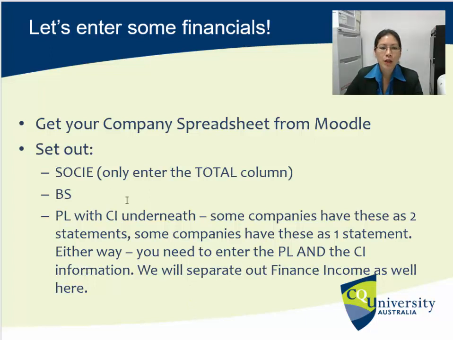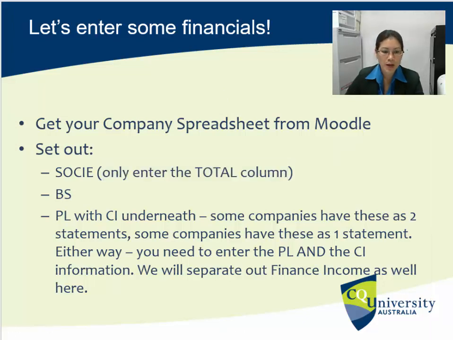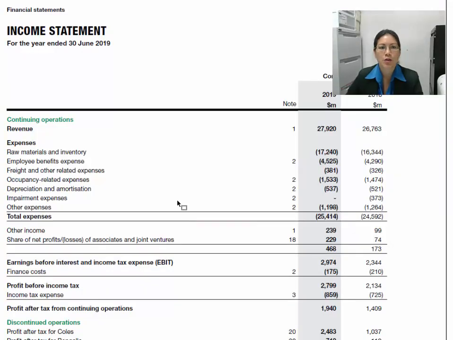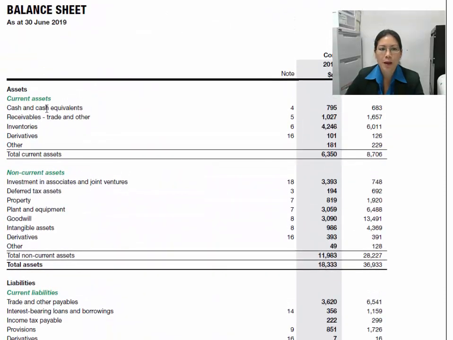Okay, now when we go to our company's financial statements, I'm just going to show you the format, okay? The statement of changes in equity is sometimes set out differently to your other statements, so we only want you to enter the total column. And I'll show you what I mean. I'll just go to the 2019 annual report for Wesfarmers. So you can see the income statement set out with two columns. So we've got the years as columns and all of the other items as rows. Same thing for the balance sheet, the items as rows and the years as columns.